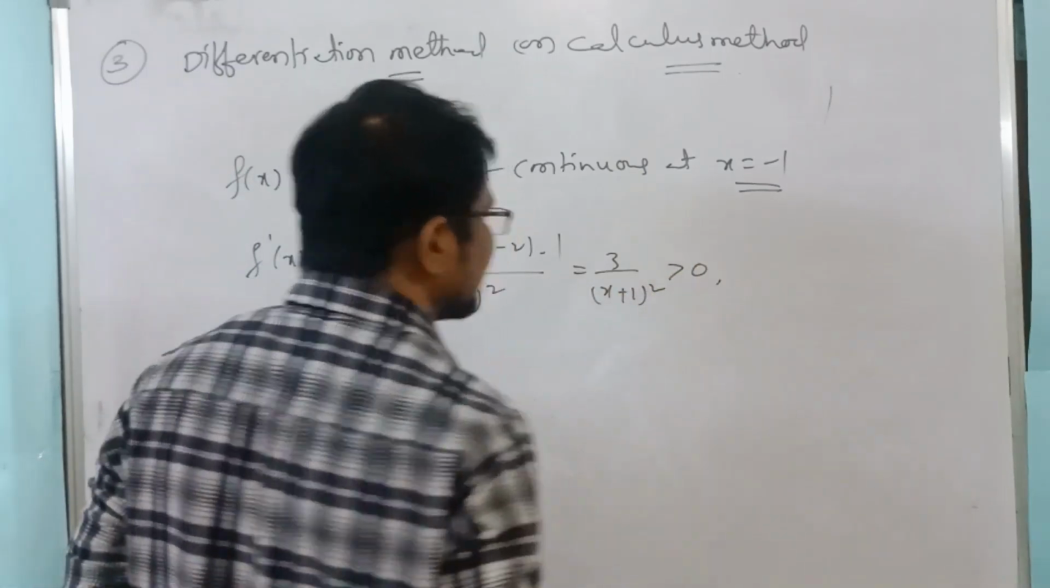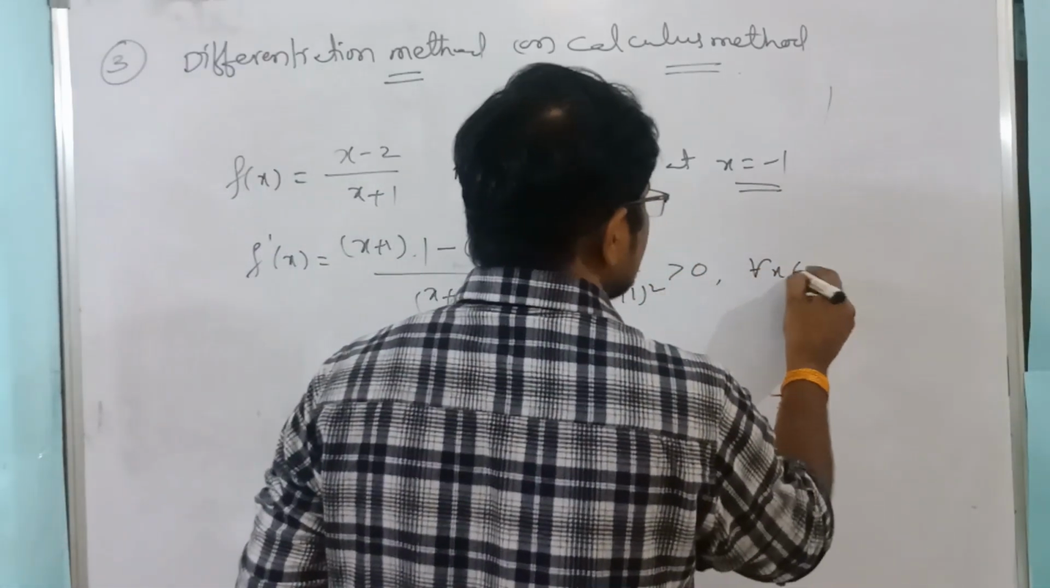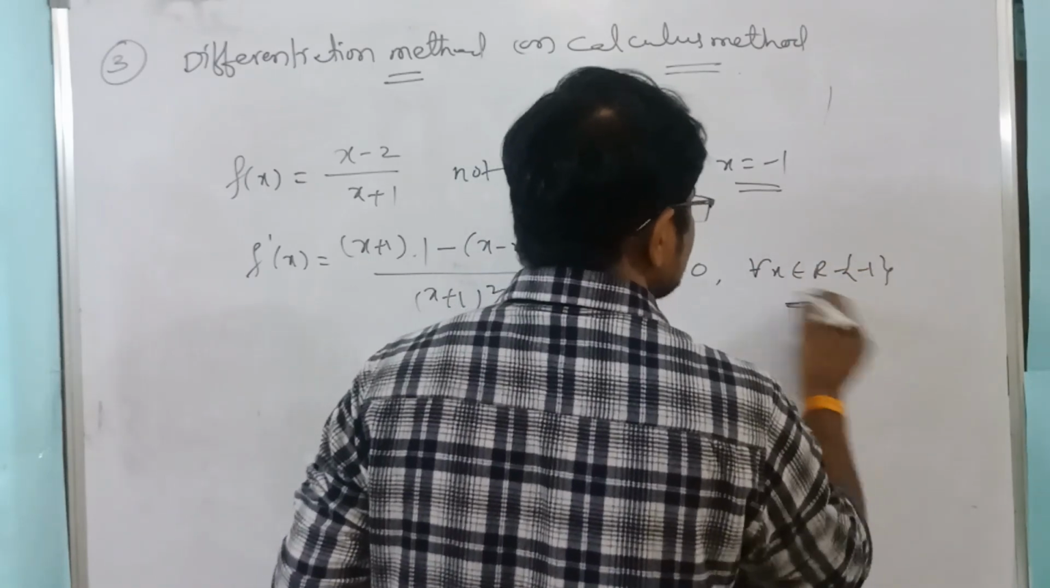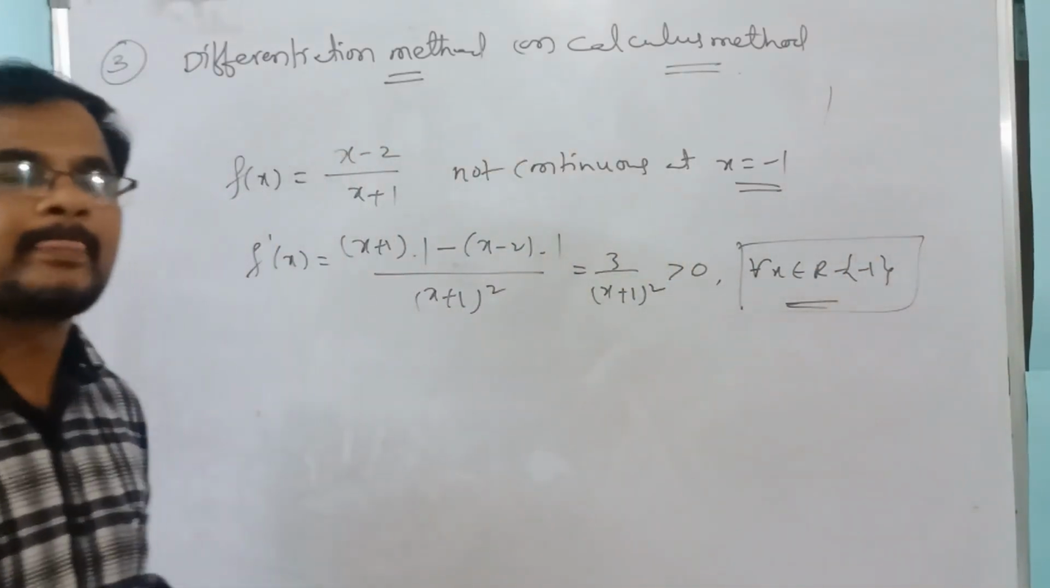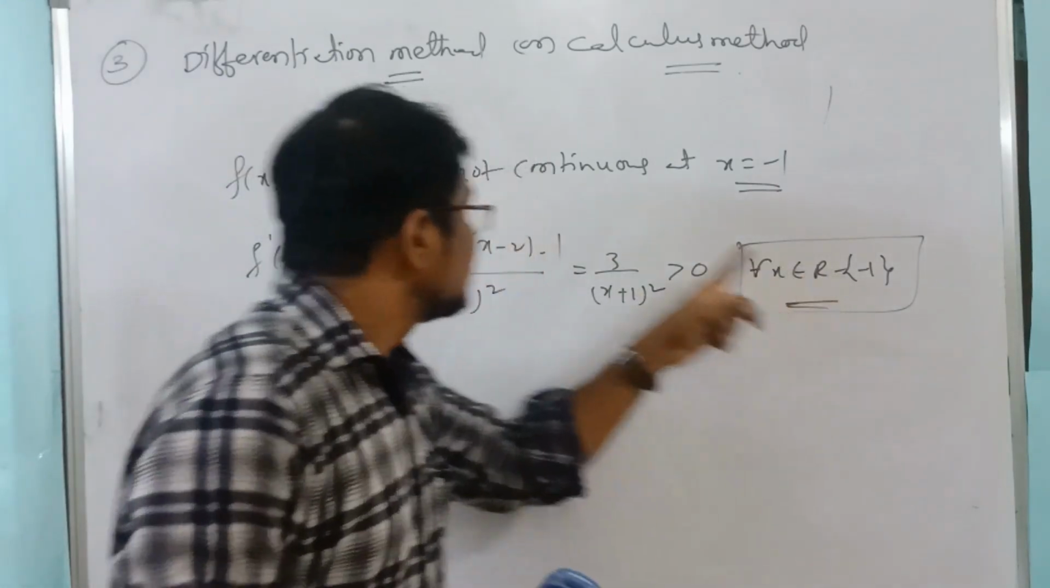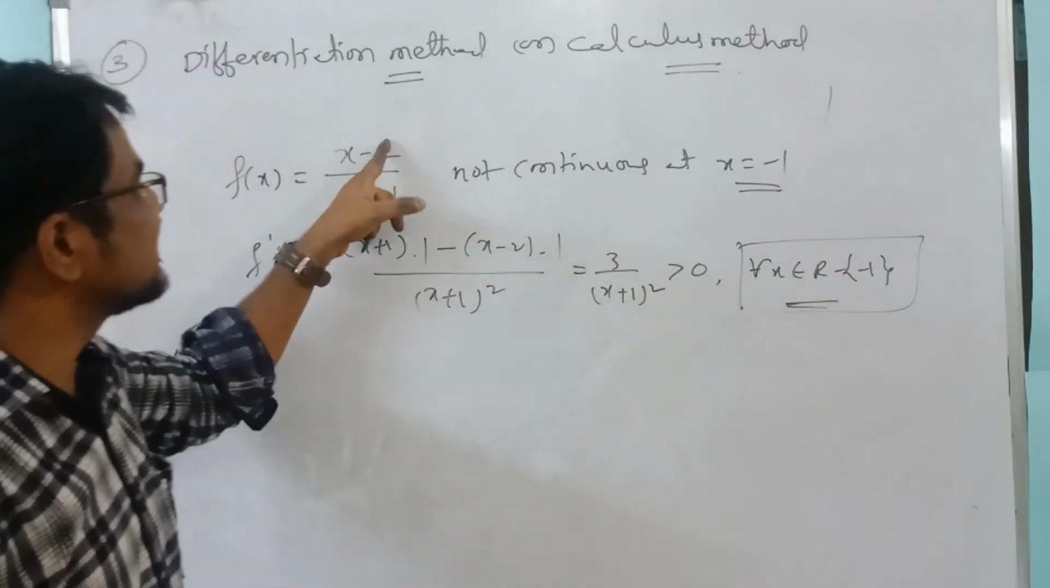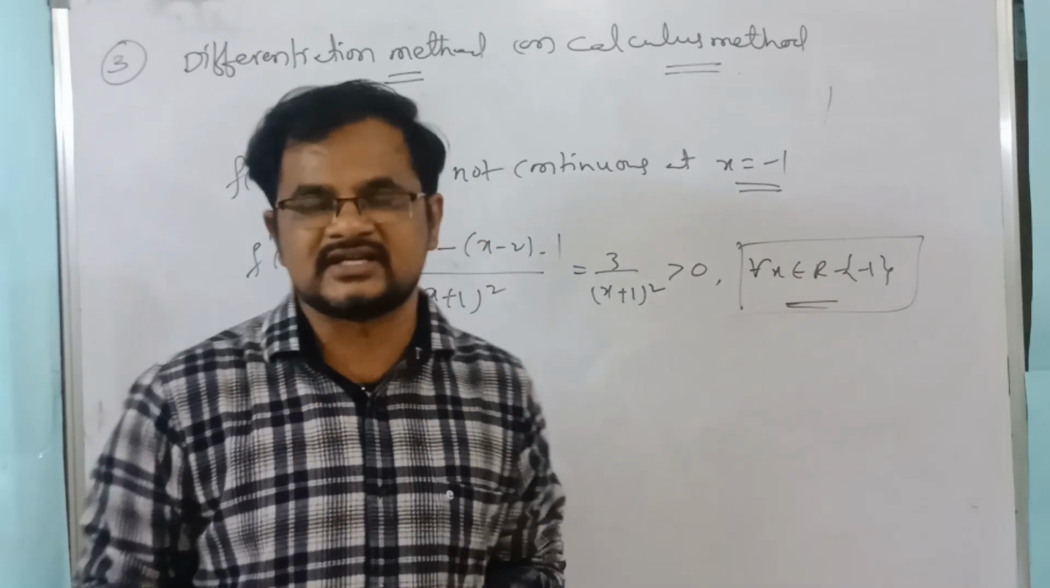Clearly it is greater than 0 for all x belonging to real numbers except minus 1. So in this domain, greater than 0 means increasing. So the function is a 1-1 function, right?